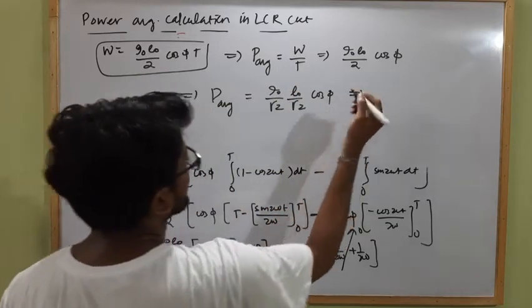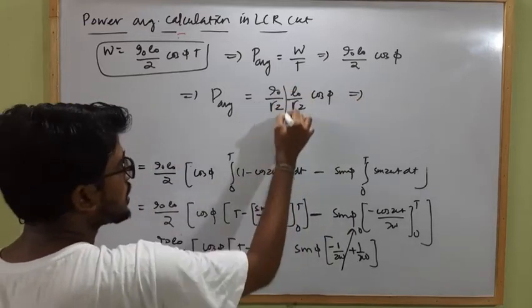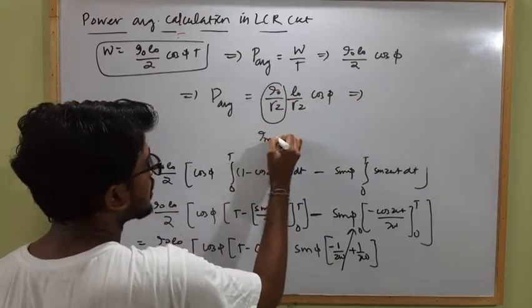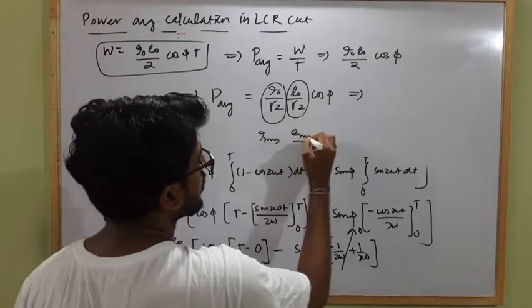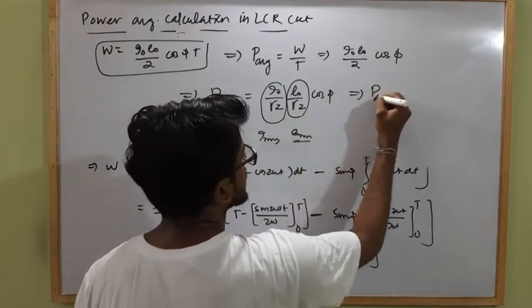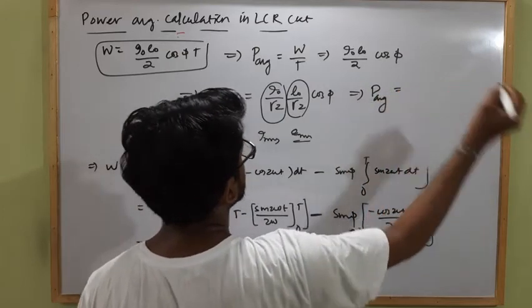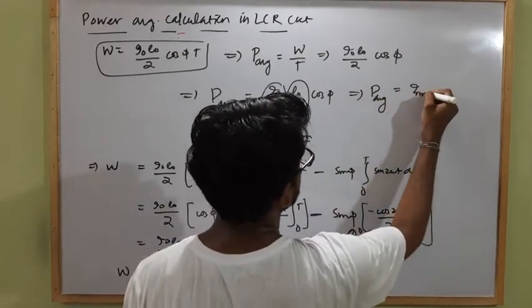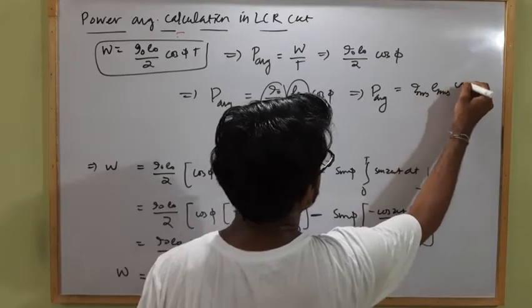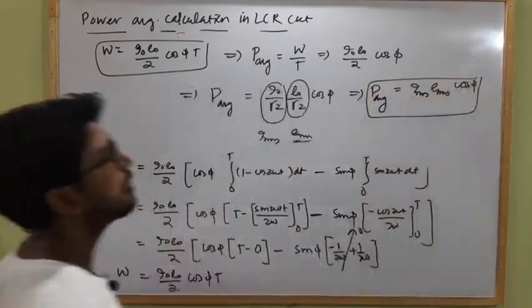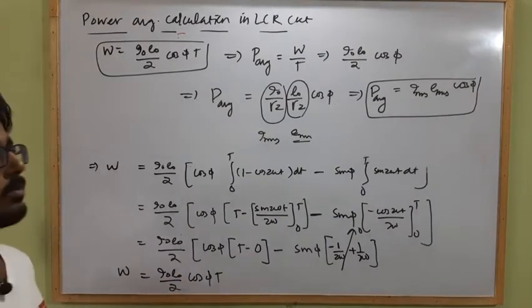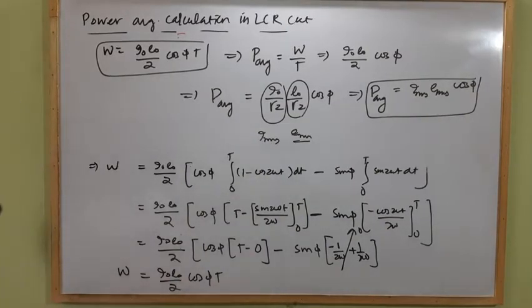So what is I naught by root 2? It is the same as IRMS, and what is E naught by root 2? It is the same as ERMS. You already know. So the average power for a series LCR circuit will be IRMS into ERMS into cos phi. Clear? This is the average power calculation for what? A series LCR circuit.